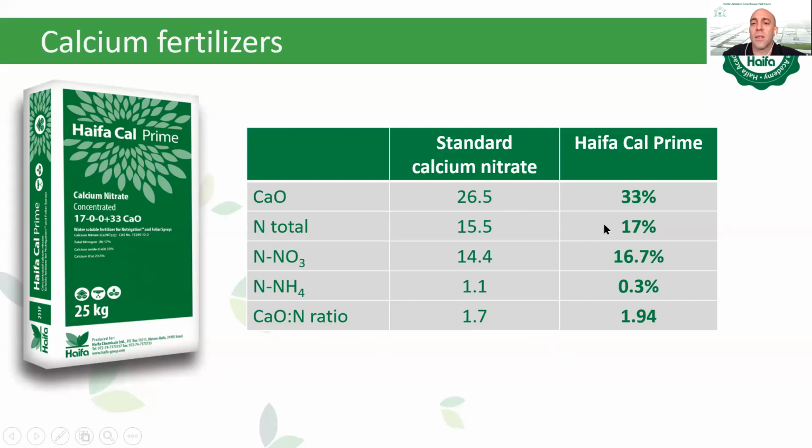Of course, it has a higher calcium level and a good ratio between calcium and nitrogen. One of the difficulties with supplying calcium is that most of the time you must supply nitrate together with calcium. And if you have a low nitrate to calcium ratio, it's better to use it to lower the nitrate concentration.